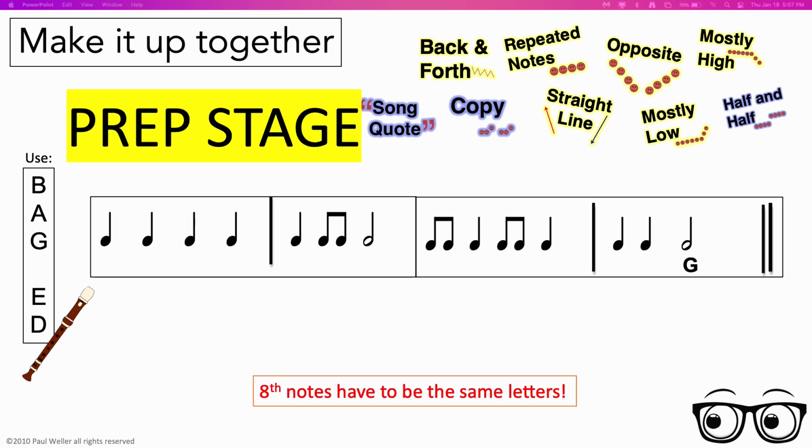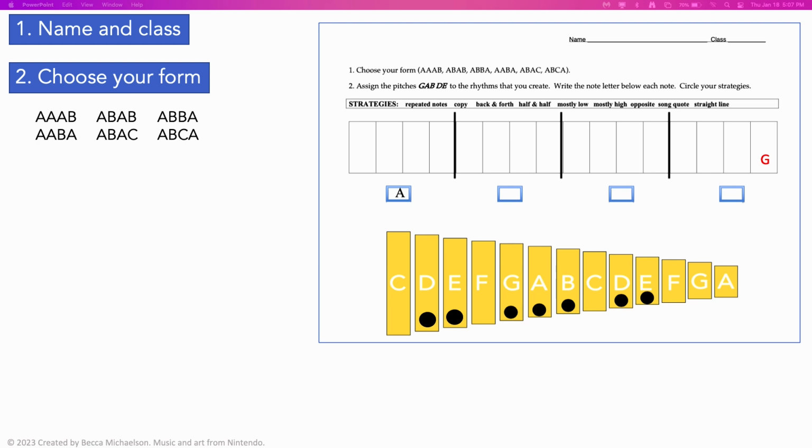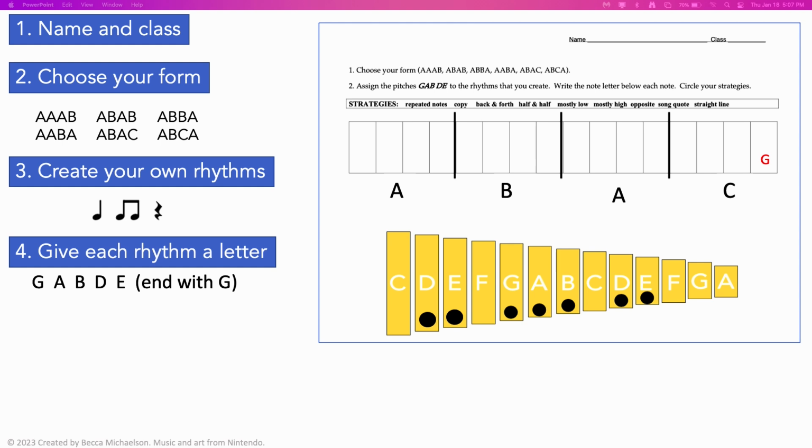So step 1, it's going to be the next slide. You'll see the written worksheet. Okay. There you go. So step 1, write name and class, which we don't have the worksheet. Step 2, choose the form from the options below and put them into the little boxes. Step 3, we are going to choose from those 3 rhythms and put each of those rhythms in one of the boxes. 4th, we are going to give each rhythm a letter. 8th notes must be the same letter, and you must end on G.